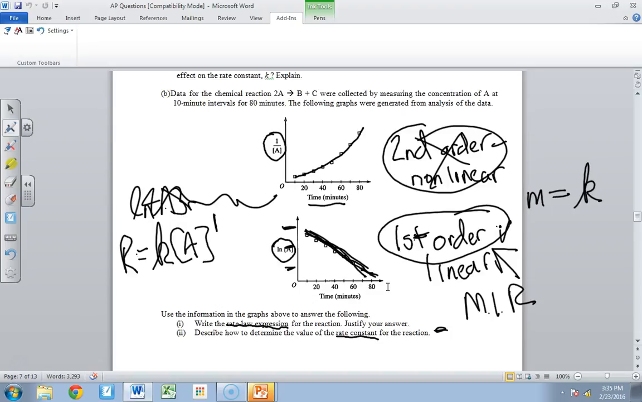I hope that clears up some of the questions, and shows how the integrated rate law is related to just the rate law, or the differential rate law. Okay, so have fun.